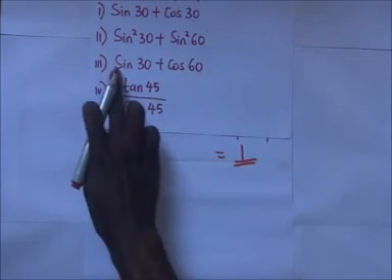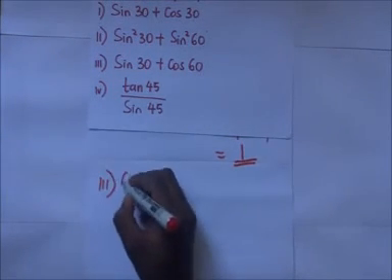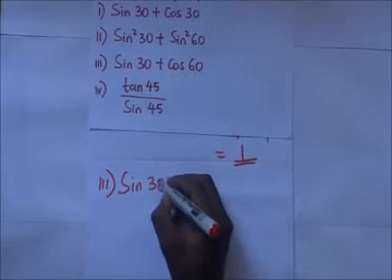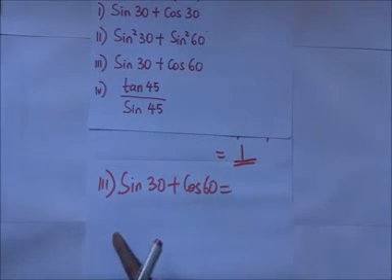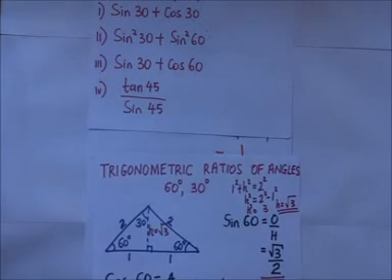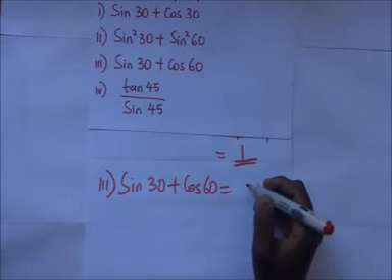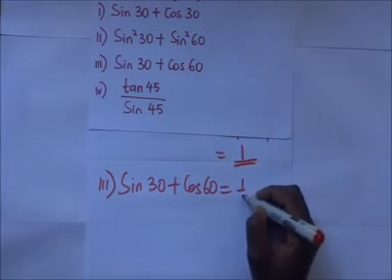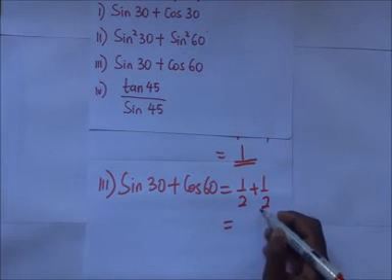Our next question is sine 30 plus cosine of 60. Now our sine of 30 is a half. Cosine of 60 is also a half. So it's going to be a half plus a half, and our answer here is also 1.